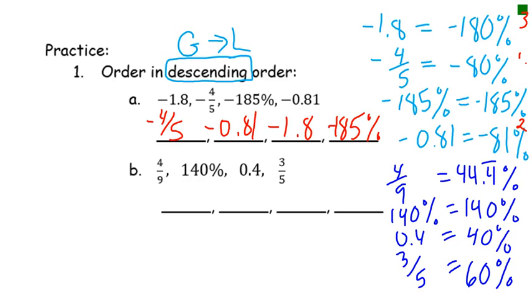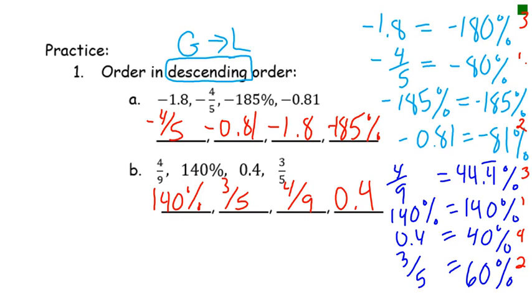So my greatest value would of course be 140%. Its original form was 140%. Next, I would have 60%. Its original form was 3/5. Then I would have 44.4%. Its original form was 4/9. And my least number, the fourth one listed here, would be 40% or 0.4 in its original form.